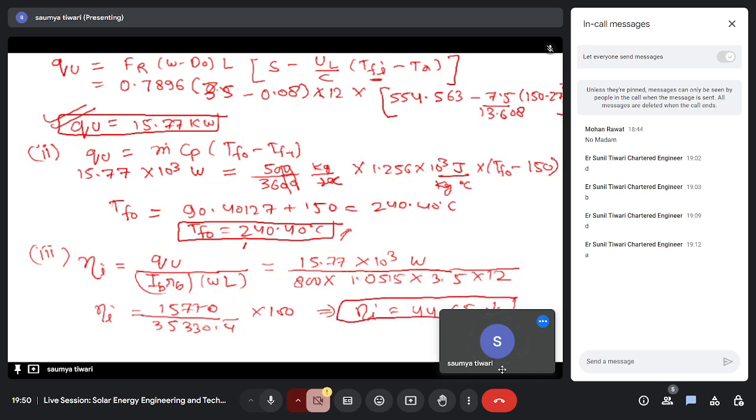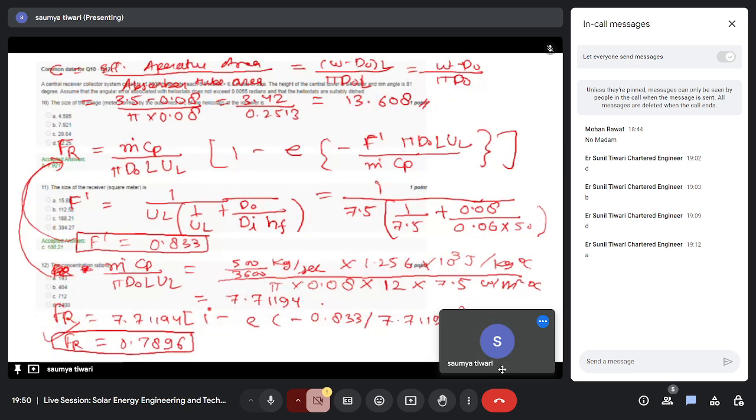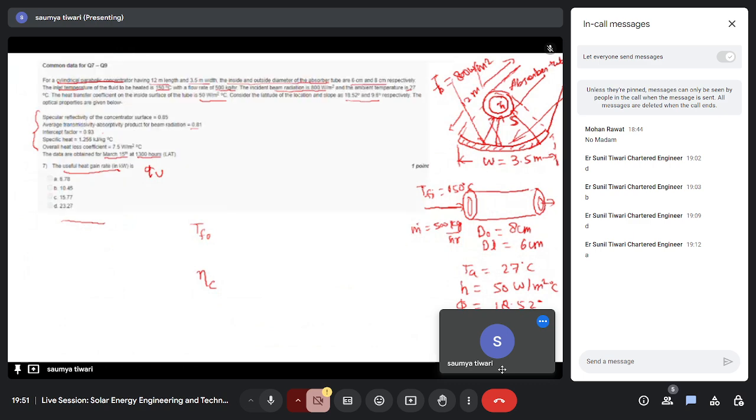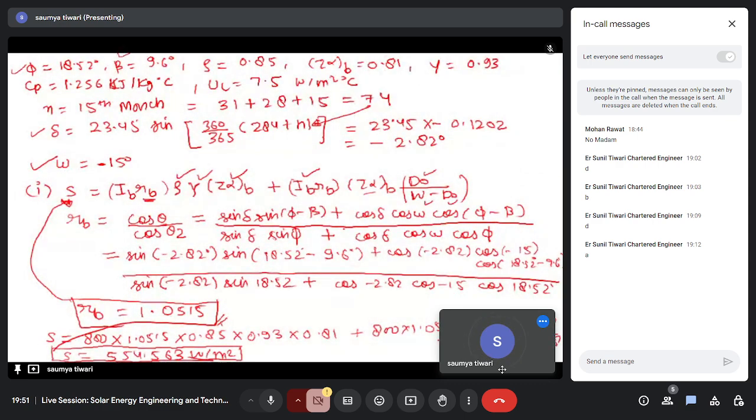Okay, so these three were what was asked in the question. The correct option will be, we have already calculated 15.77 as the useful heat gain. Outlet temperature was, I think, 240.40, right? So it was 240, and instantaneous collection efficiency was 44.65. So these will be the answers. I hope this question is clear, how to solve this question.